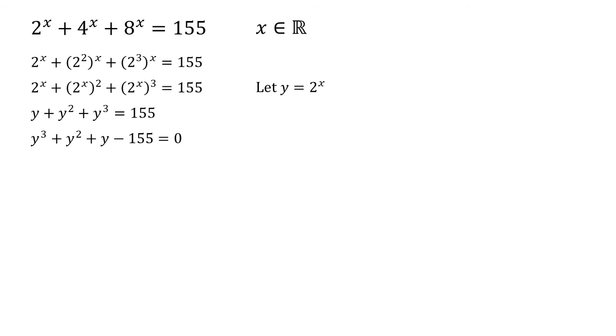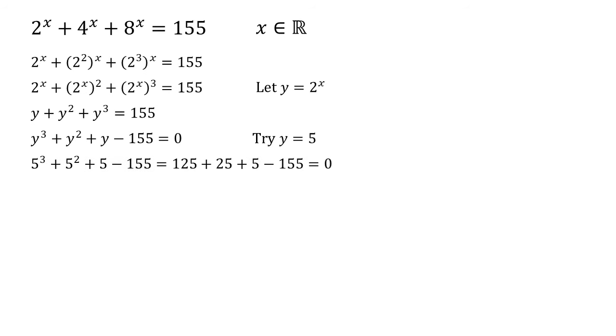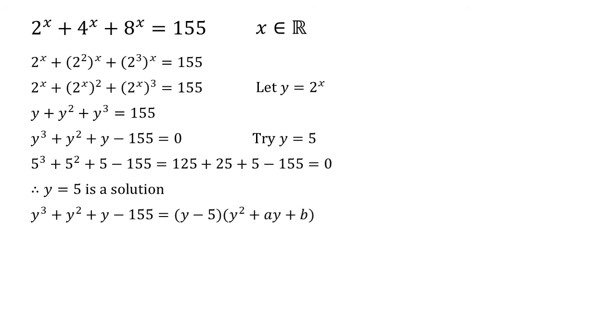As we're looking at 155, a very sensible first guess would be 5. So let's let y equal 5. We would then get 5 cubed plus 5 squared plus 5 minus 155, which simplifies to make 0. So y equals 5 is our solution. If this didn't work, it would be worth trying a few others just to see if we can find it to then simplify. So as y equals 5 is a solution, we know that we can rewrite our cubic as y minus 5 times by a quadratic of the form y squared plus ay plus b. We know it's just going to be y squared and no coefficient there because we've only got y cubed at the beginning.